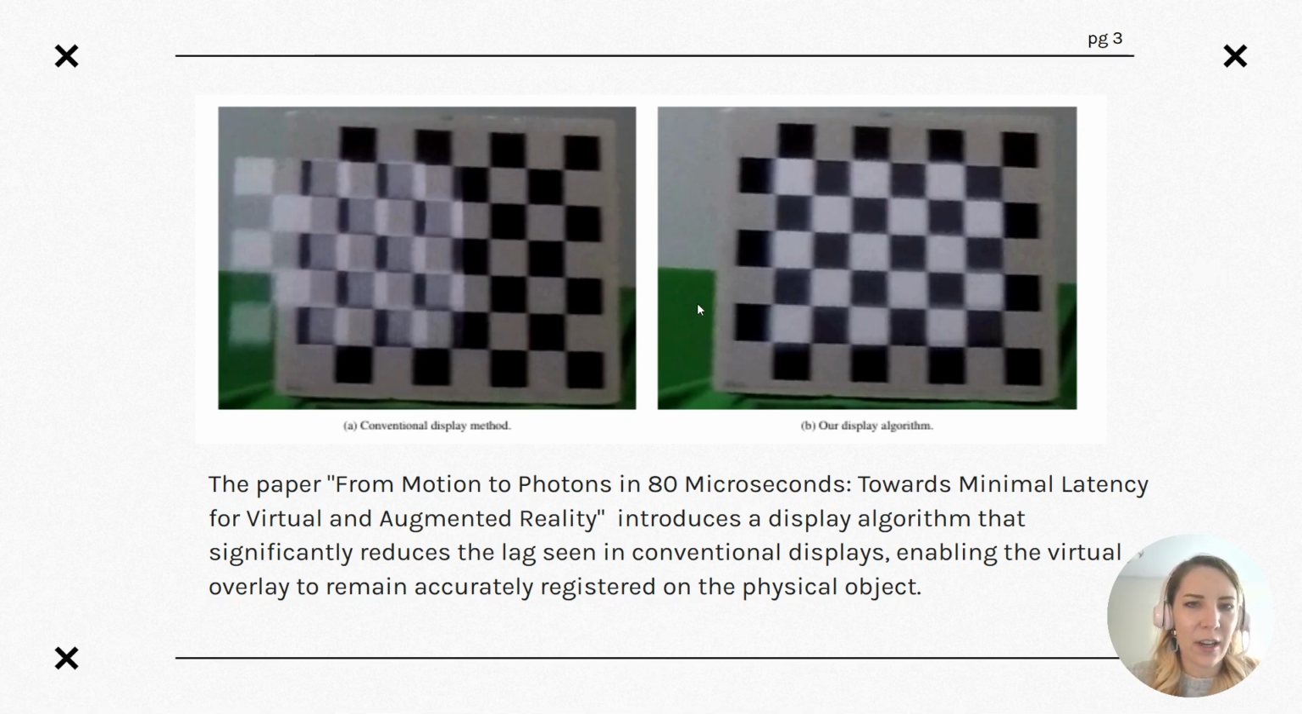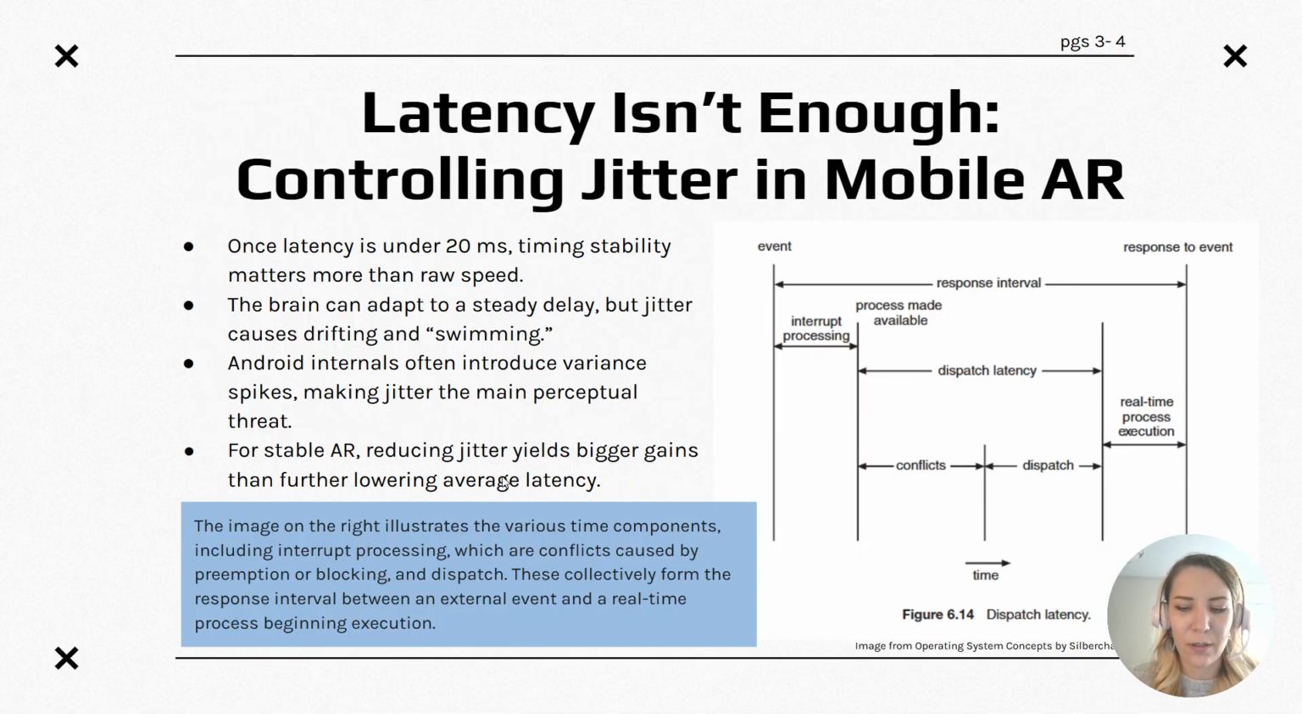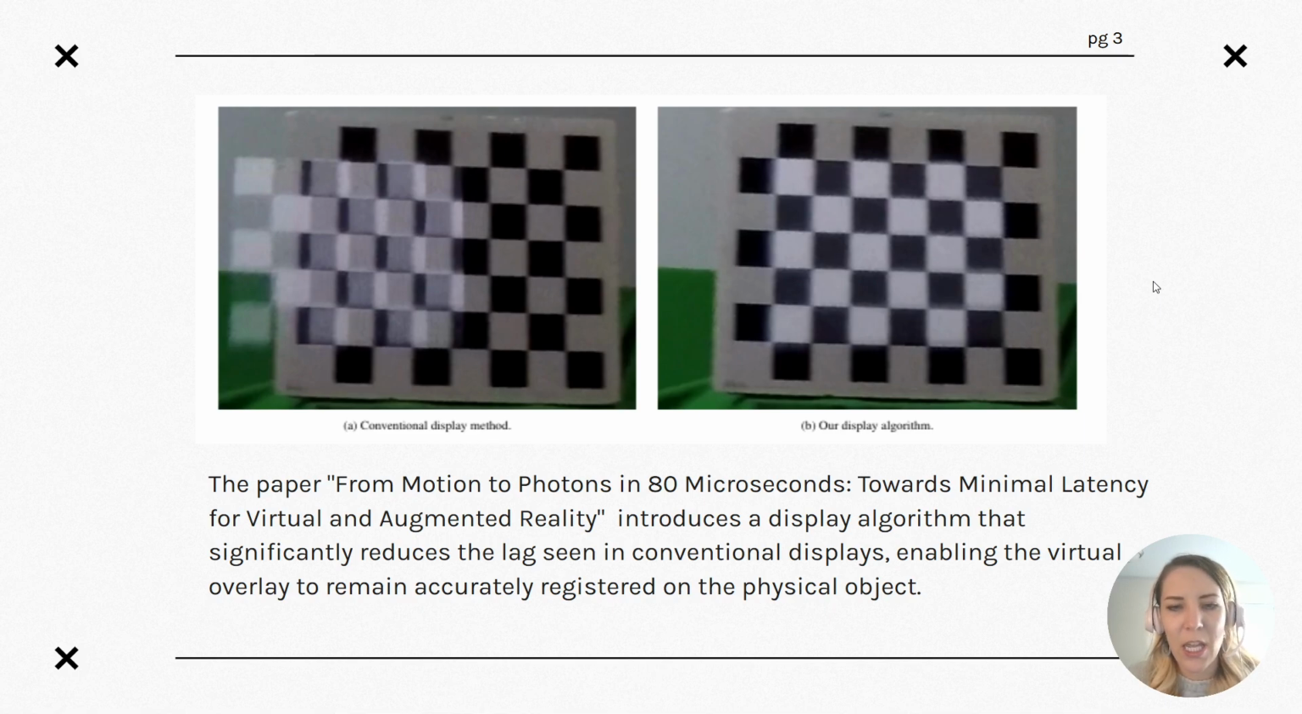This paper is one that I drew a lot of inspiration from. It kind of motivated me to write my research paper because I thought it was really interesting what they were doing. So this is an image from this paper, Motion to Photon in 80 microseconds: toward minimal latency for virtual and augmented reality. They introduced an algorithm that reduces lag. So the image on the left is where you can see that detachment from the image on the chessboard, and then the right is the algorithm that they made to improve that.